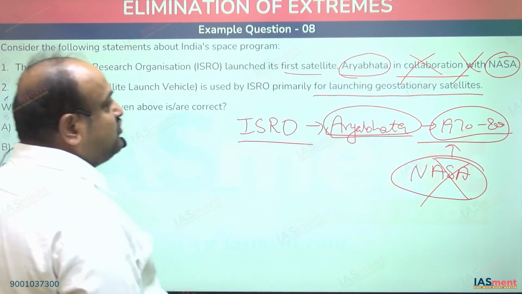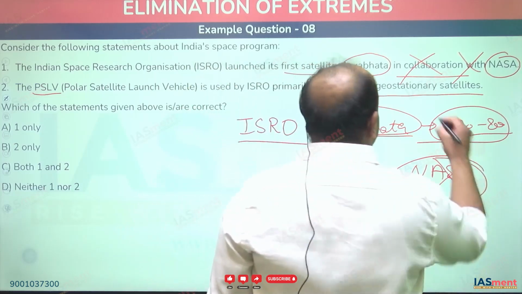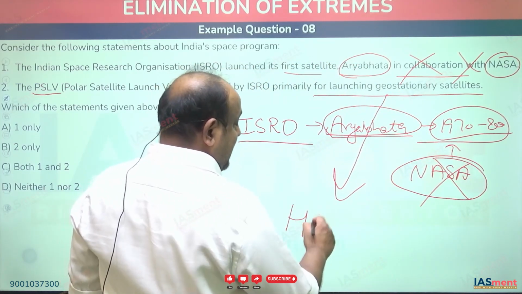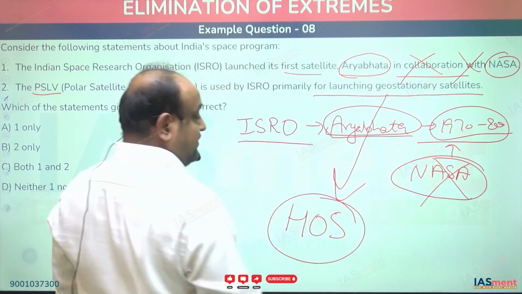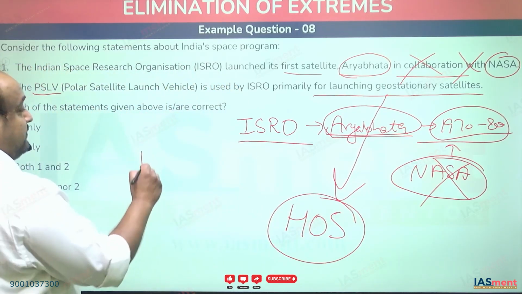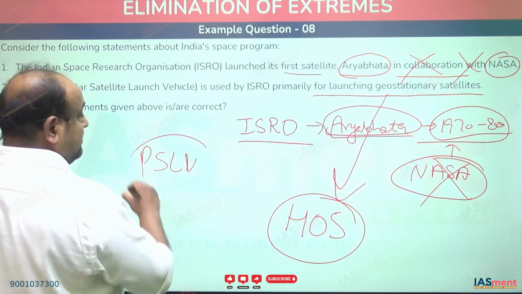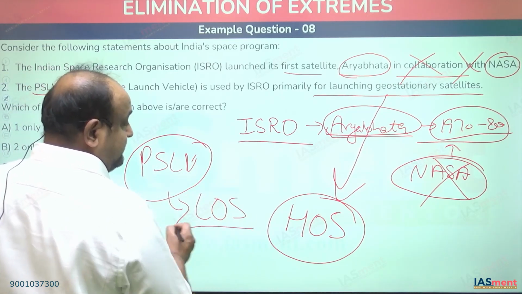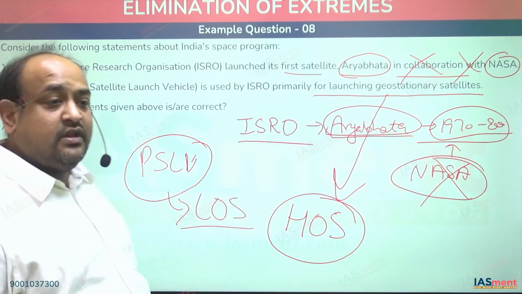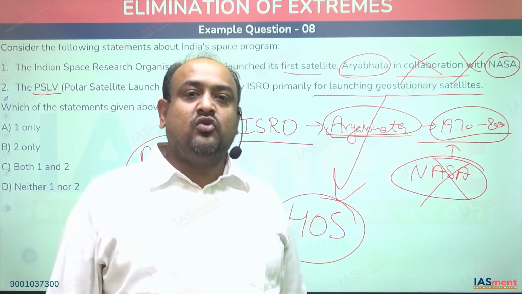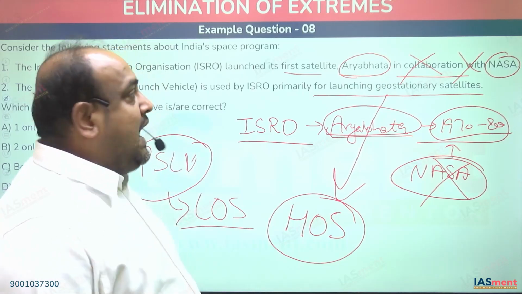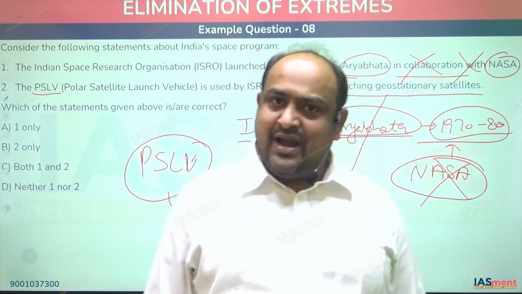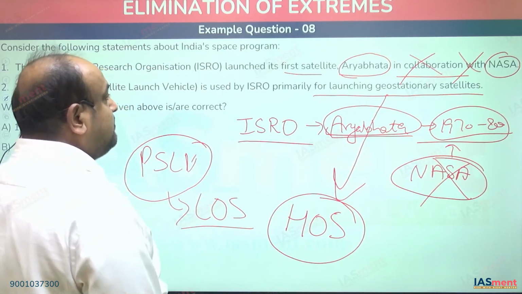Second is, PSLV is used to launch geostationary satellites. Now we all know that geostationary satellites are higher orbit satellites, and PSLV was made to launch low Earth orbit satellites. PSLVs were made to launch low Earth orbit satellites, and geostationary satellites are high Earth orbit satellites. Fine. So this is not possible.